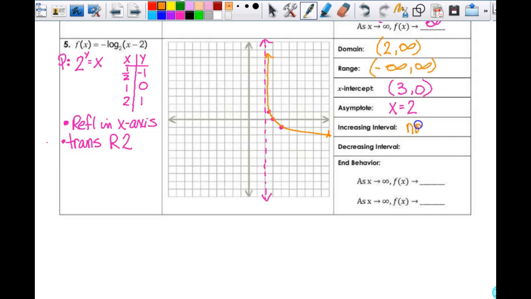My increasing interval, it's not increasing. It's decreasing from where? 2 to infinity. Good, because it's always my x's there. As x approaches infinity, f of x approaches -infinity. And as x approaches -infinity, which is really, I'm sorry, not -2, I'm approaching 2, then f of x is approaching infinity. Okay, everybody good with that? Any questions at all? Okay, let's move on to the next page, which I think is page 78.